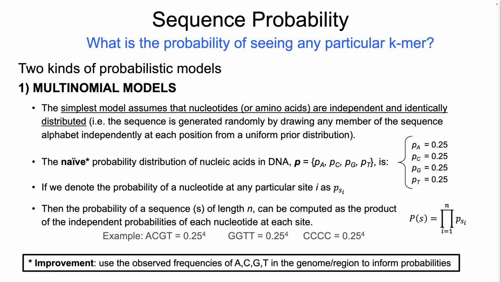There are 2 kinds of probabilistic models. One is the multinomial model. This is the simplest model, and the one that we'll apply as our back of the envelope calculation for how frequent we think something ought to be. It assumes that all nucleotides are independent and identically distributed. So what's the probability of seeing an A, a C, a G, or a T? Well, if we just take a naive assumption that they have uniform distribution, there are 4 of them, so the probability of seeing any one of them is 1/4.